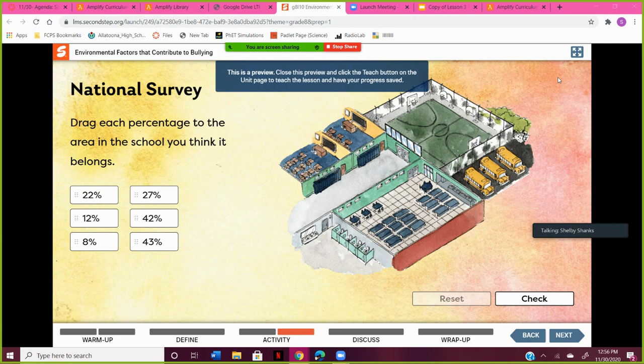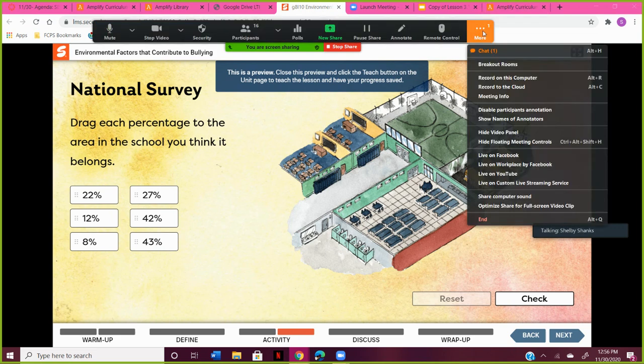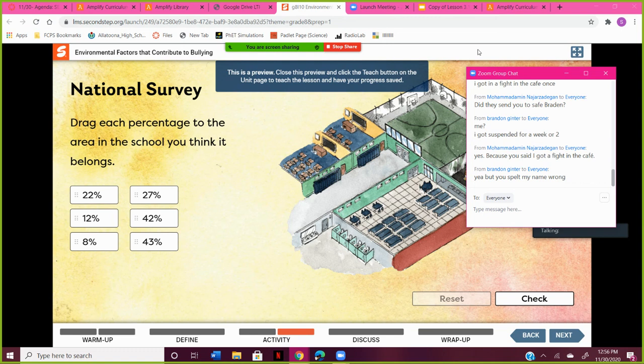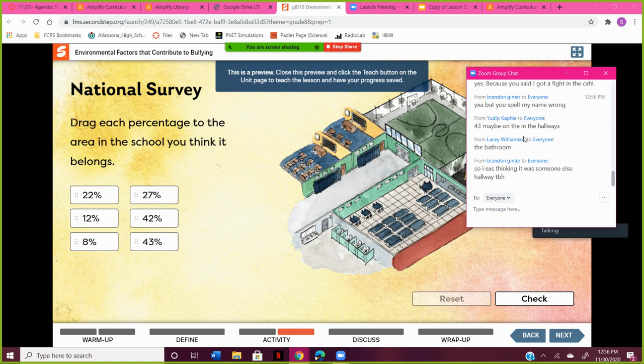All right, focus in here. Brandon, where do you think this should go? Where do you think this 43 should go? All right, some people say the hallway, the bathroom. Where do we think the highest percentage should go? All right, let's put it on the hallway then.